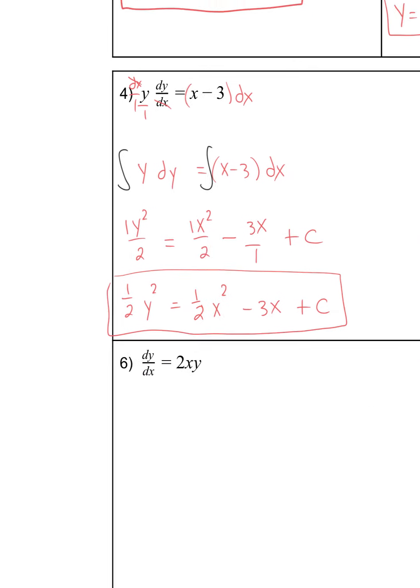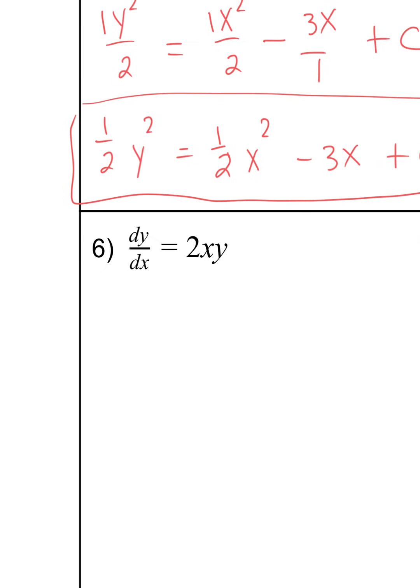All right, let's go. Number 6. Let's separate the variables. We have to move the dx over here, so we're going to multiply by dx. So these cancel. I have 1 dy is equal to 2xy dx. Now I need to move this over, so I have to divide both sides by y.